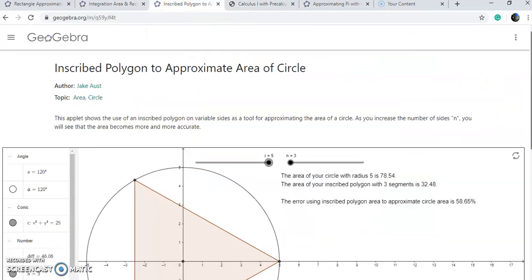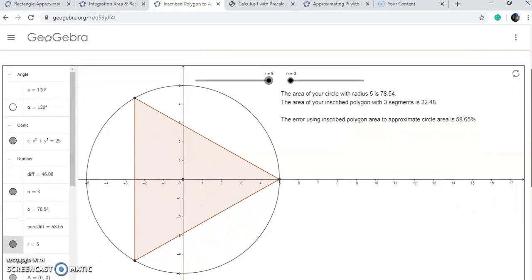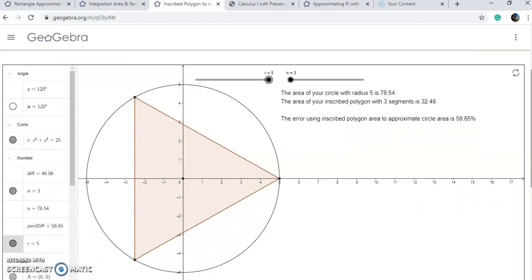This is the Archimedes method. We have an inscribed polygon here. We have a circle with 5 units of the radius. I mean, from here to here we have 5. Remember how we find the area of a circle: it is pi times the radius to the second power. That means 5 to the second power, 25, times pi is 78.54.